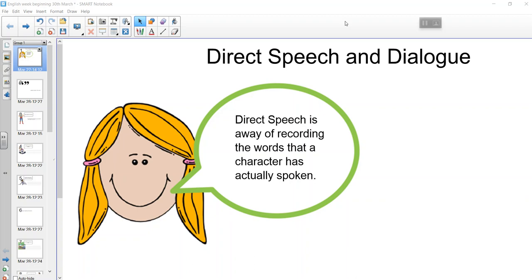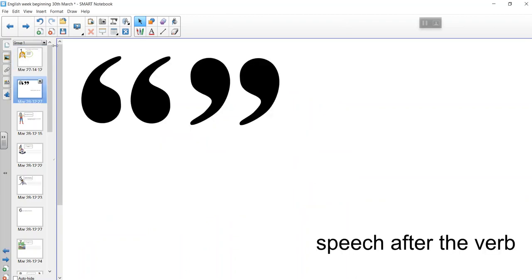Good morning, children. So, this week in Cambridge class, we're going to be looking at direct speech and how we use direct speech in dialogue. You've already looked at direct speech before in year 4, and so you will know that direct speech involves inverted commas. We put the inverted commas around the words actually spoken by somebody. What we're going to do over the next few days is look at where those inverted commas go in relation to the rest of the sentence.